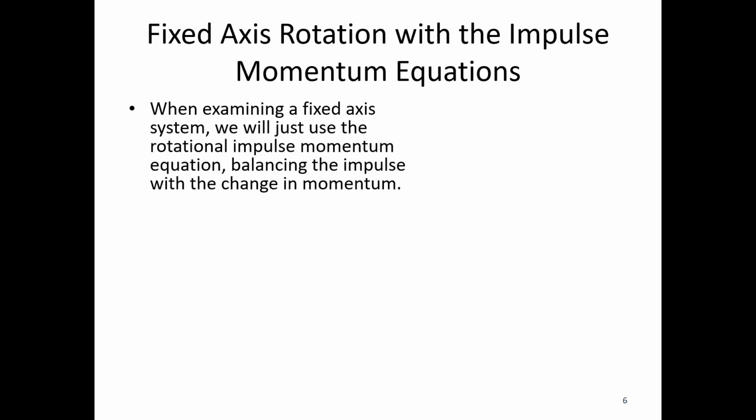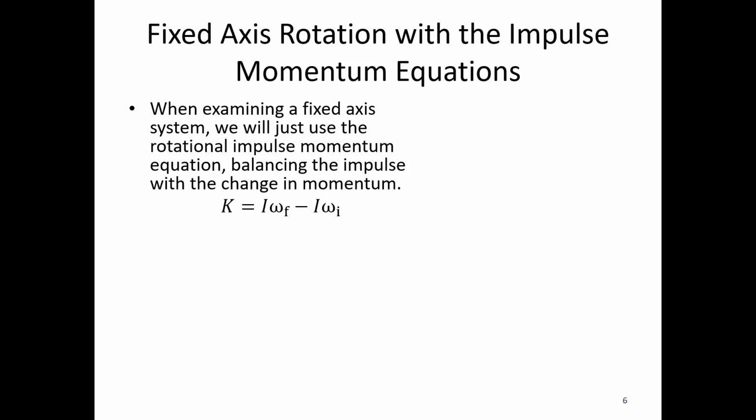All right, so with different types of problems, we might see different types of pieces to this. So first is going to be fixed axis rotation. If we just have fixed axis rotation, we are rotating but not translating. We're going to use the rotational impulse momentum equation, balancing the impulse with the change in momentum. So we would just use K equals I omega final minus I omega initial.